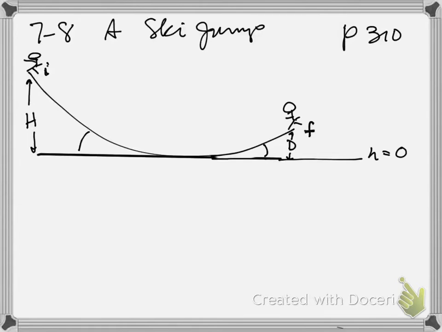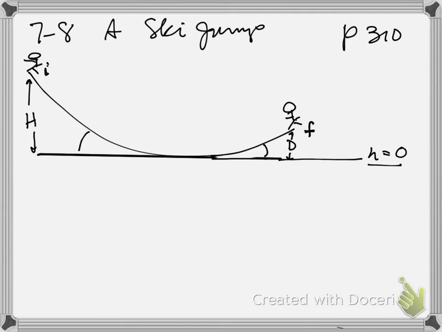Sample 7-8 is a ski jump. It can be found on page 310 in your textbook. I've recreated the drawing here. We've got a skier starting at this initial position in the top left at a height of H above the ground, which I'm calling h equals 0.